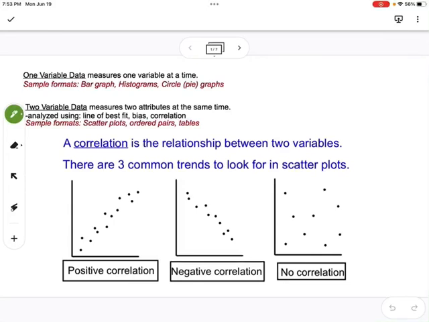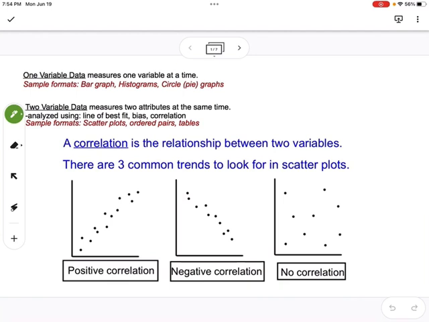Okay, so today is our last piece of review for our final exam. We're going to be talking about 1 and 2 variable data. We're going to look at different trends in our scatter plots and different graphs that we can have, as well as looking at stats and then into personal finance.